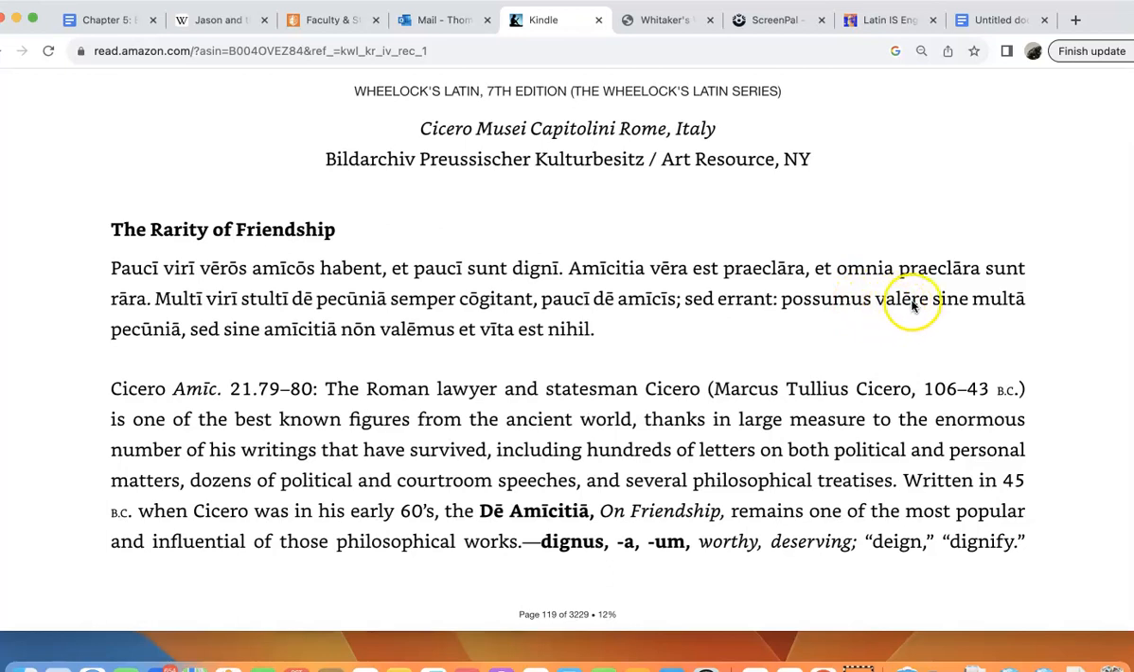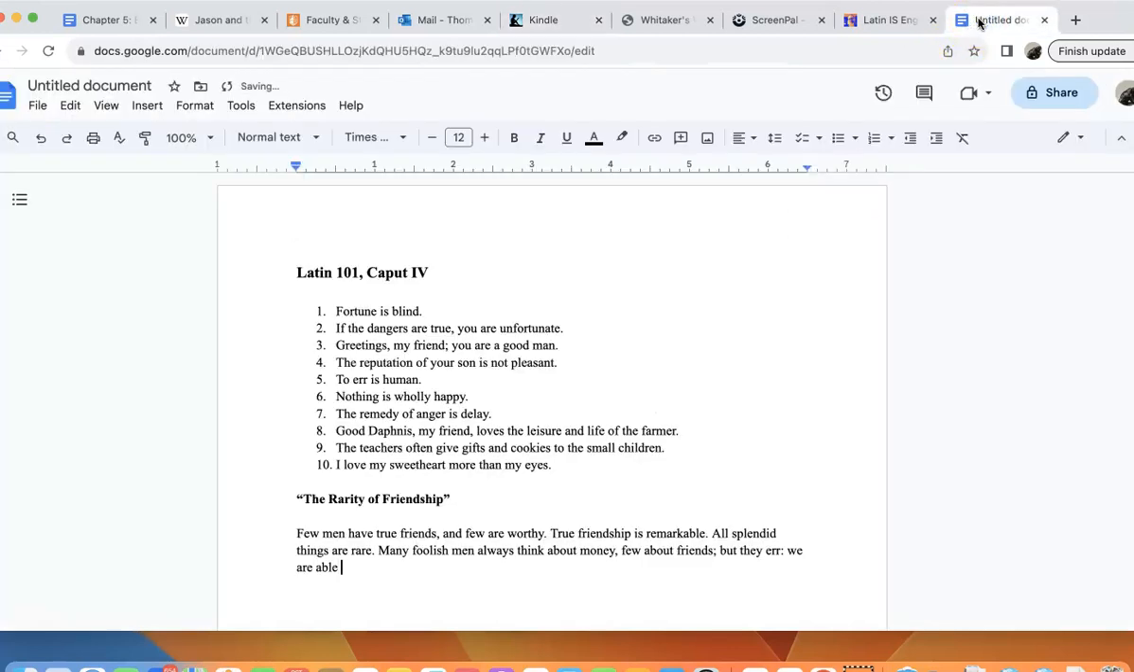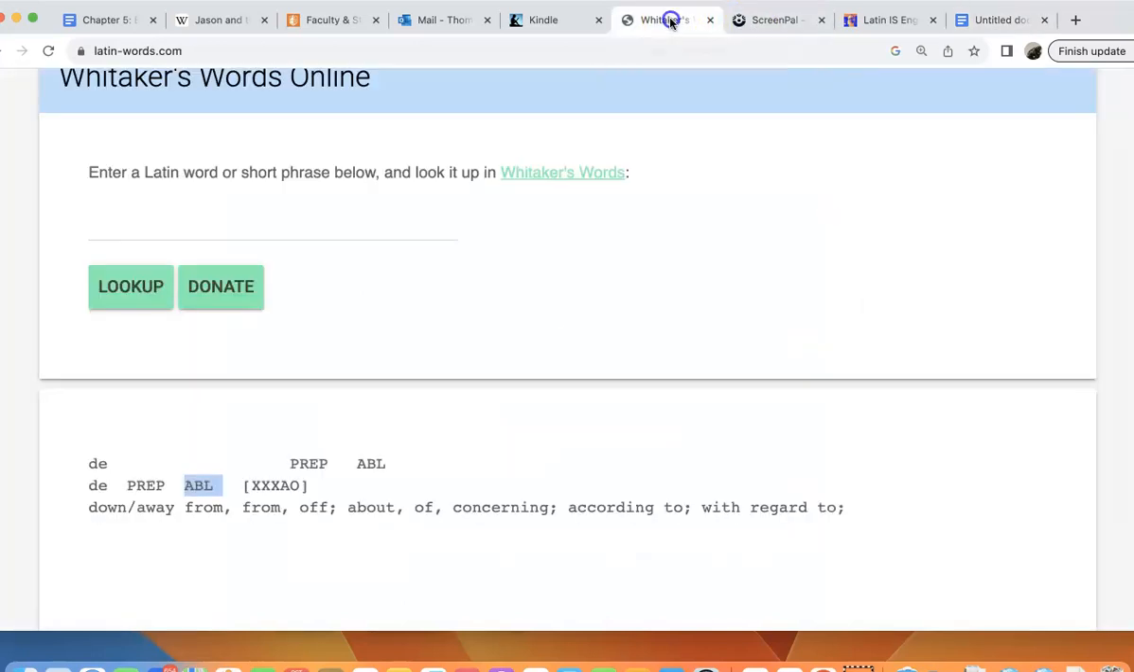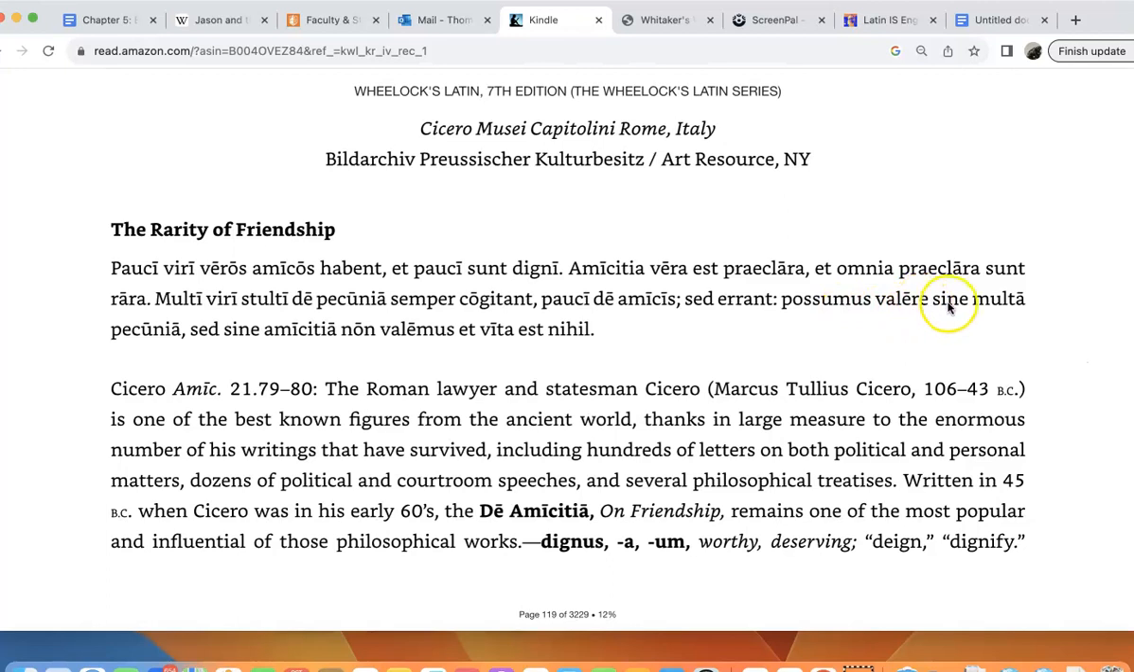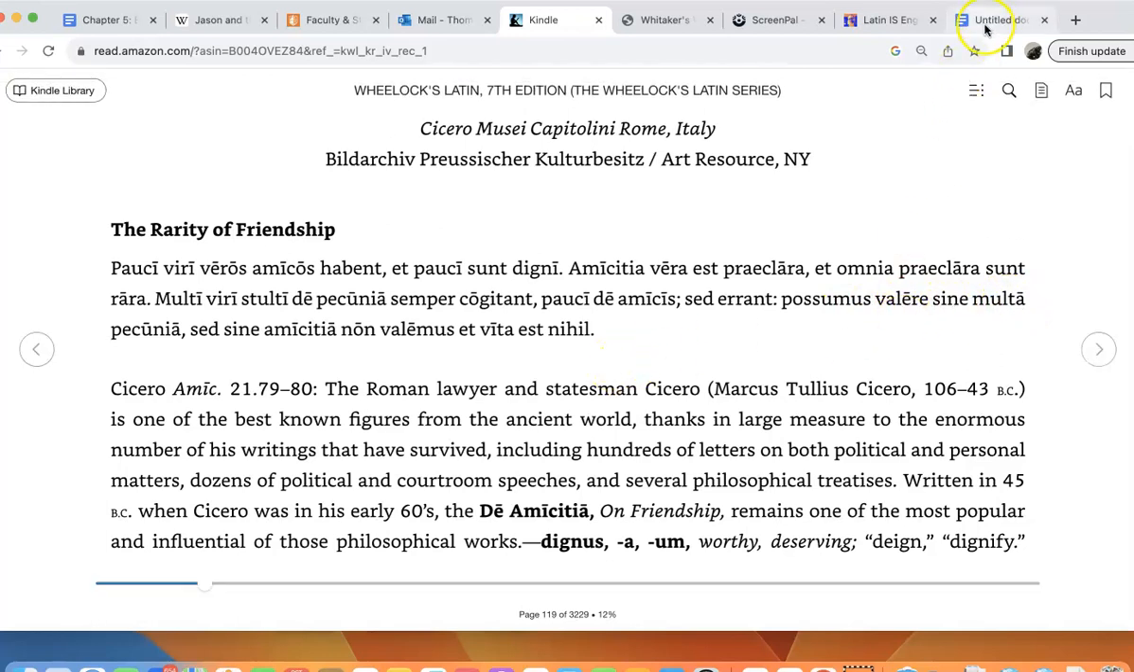And then to be well, there's our infinitive. So possumus valere, we are able to be well. Here's another tricky part of English and Latin, is English has, once again, 6 words, whereas the Latin only has 2 words. So possumus valere, we are able to be well. Sort of the virtue of Latin, less is more.